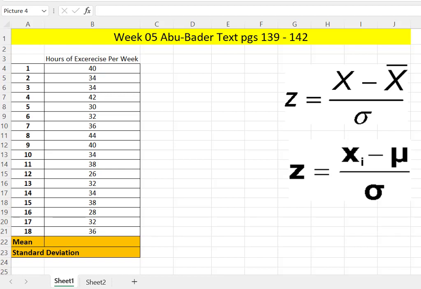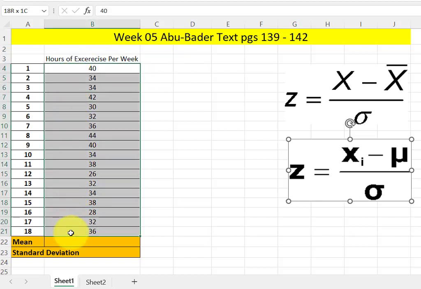I'm going to go over some of the exercises on page 141 in the Abu Badr text. Okay, this section is about standardization. This is a z-score. So here is the data set. He's got 18 students, and each one of these is how many hours a week they exercised.